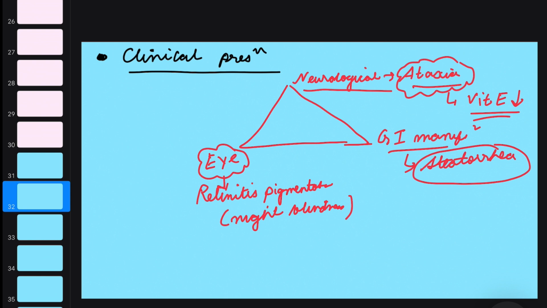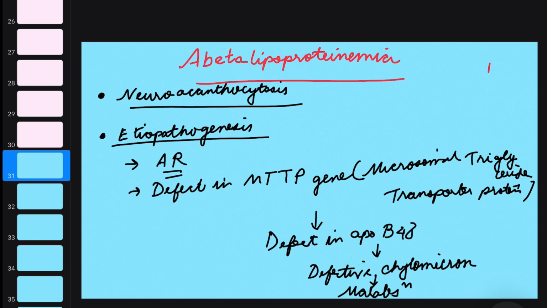So these are the three triads of the clinical presentation of Abetalipoproteinemia. Now, this is the clinical purview that you need for diagnosing this, but obviously this needs investigations for diagnosis, for confirmation. And this is where the second half of the name is actually going to come into play.